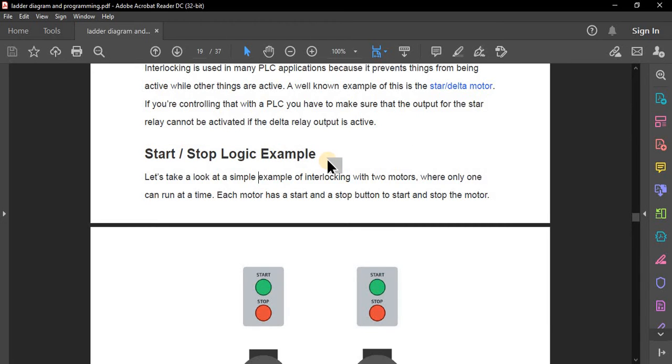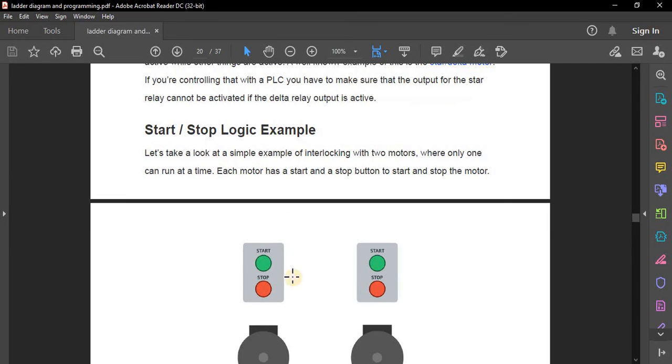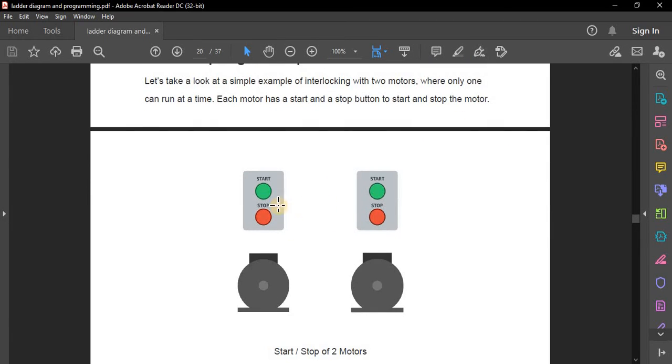Let's have a look at this simple example of interlocking with two motors where only one can run at the same time. There are two different motors of which only one can run at a time. Each motor has a start and a stop button to start and stop the motor. You can see here these are the two motors. It has two buttons, the first one is start and the second one is stop. The start and stop of the motors can be implemented with latching or set or reset functions.